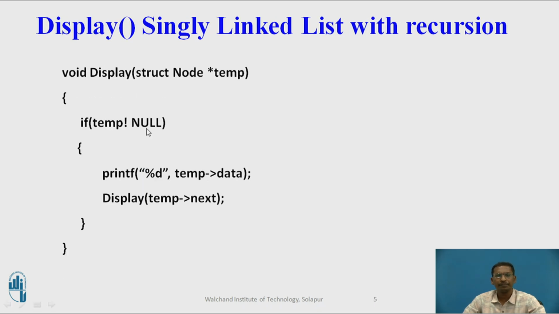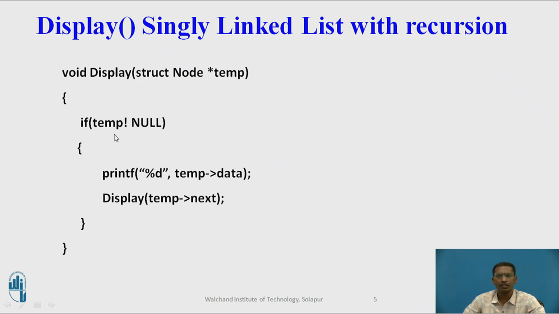Now we'll focus on the display function of a singly linked list with recursion. We all know that recursion is nothing but a function which is calling itself. Now here we have written the display function the same way. Struct node star temp is the argument we are passing to this display function. Now this is the exit condition of the recursion. We all know that in recursion there must be an exit condition. If there is no exit condition, it will go into an infinite loop.